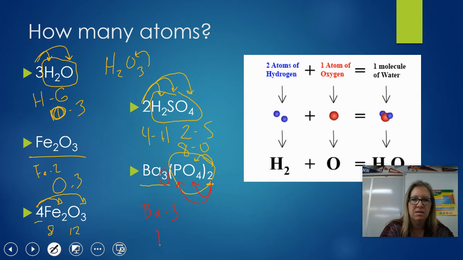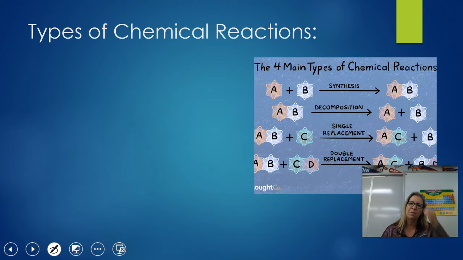Gives me 2 phosphorus, and it gives me 8 oxygen. Okay. Pause, go back, look at this, because you got to be able to figure out how many atoms there are of each element in order to balance the equations. Okay. Before we get to that, let's talk about different types of chemical reactions.